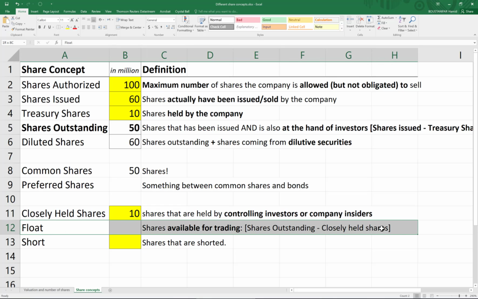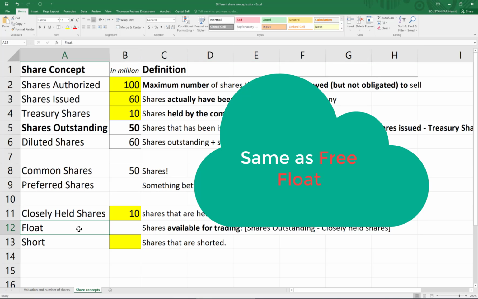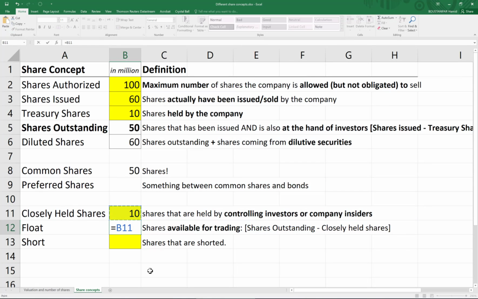Then you would see also another concept which is called the float. These are the shares available for trading, and in fact is the difference between the shares outstanding and the closely held shares, because supposedly these closely held shares will not be traded much or often, so there's going to be 40 million that is the float and is available for trading.